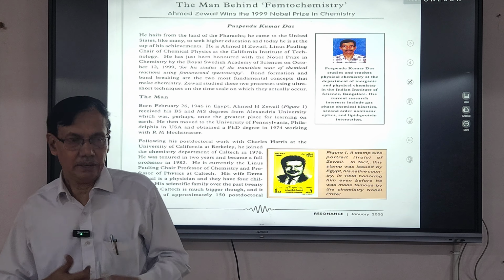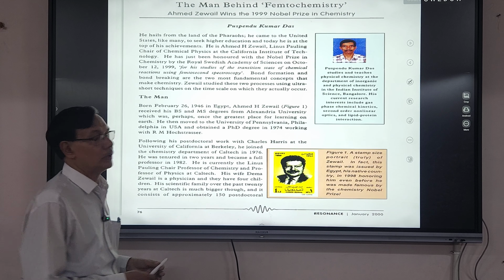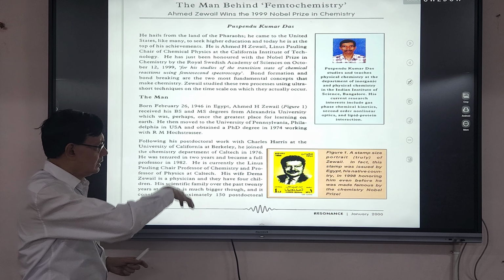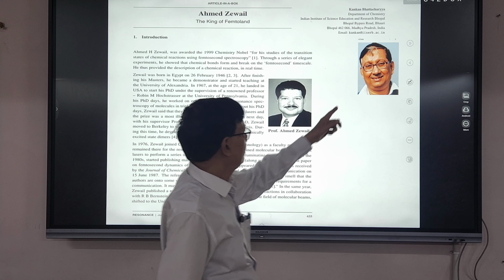So if you want to learn more about femtochemistry or ultrafast technique, you can refer to this very simple research paper published in Resonance after the Nobel Prize discovery, in 2000. The man behind femtochemistry, it is written in very simple language, and I have also taken some of the graphs and diagrams from Professor P.K. Das's research paper. Similarly, I mentioned another scientist, also no more, Professor Kankan Bhattacharya.